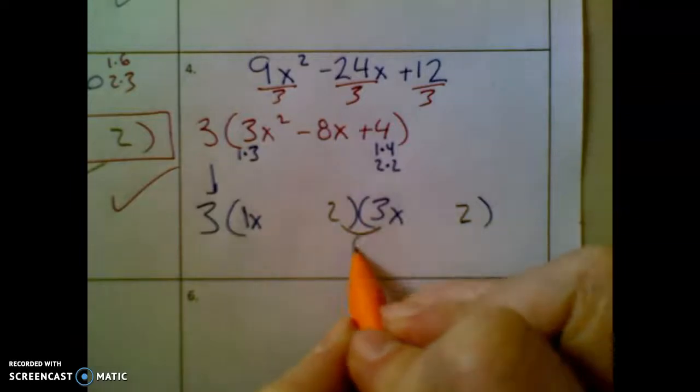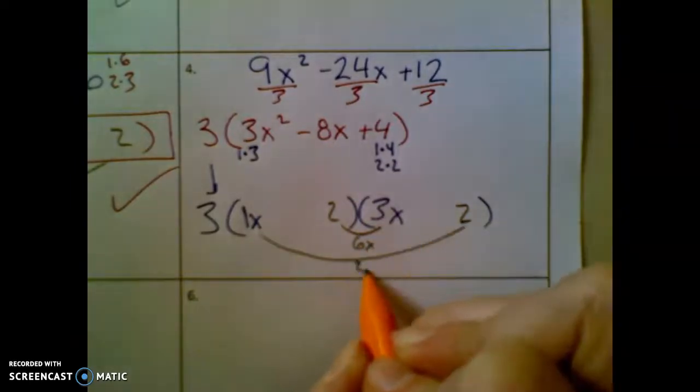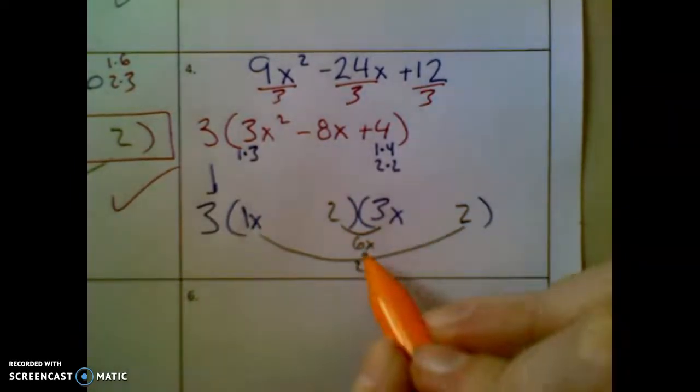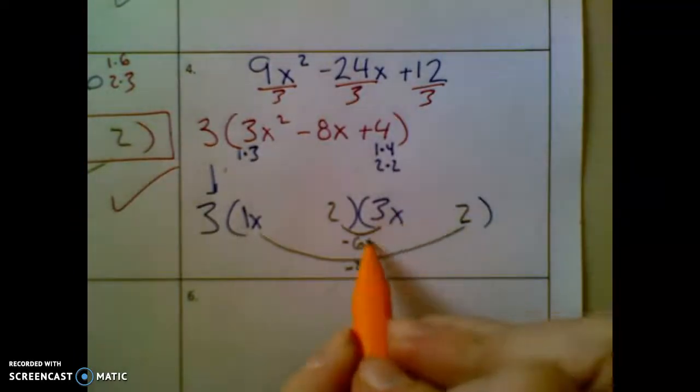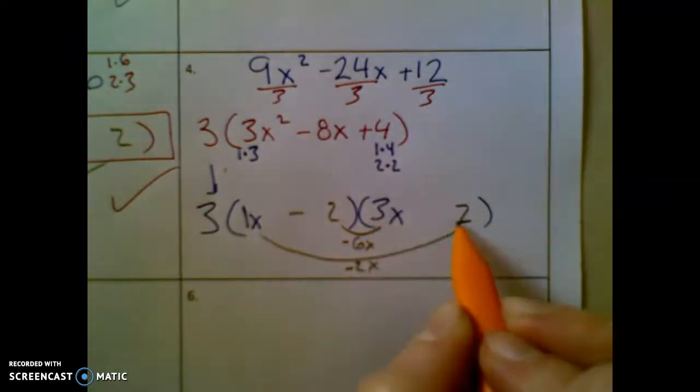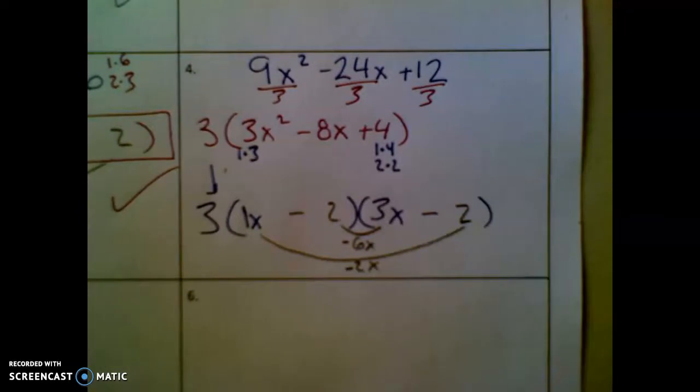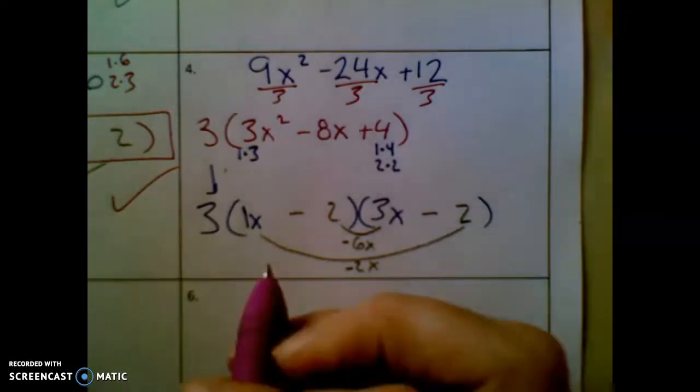Check my inner product, 6x. Check my outer product, 2x. Cool. How do I make 6x and 2x give me a negative 8x? Well, I need a negative 6 and a negative 2. So inner product negative, outer product negative, and we also guessed correctly on the first try there.